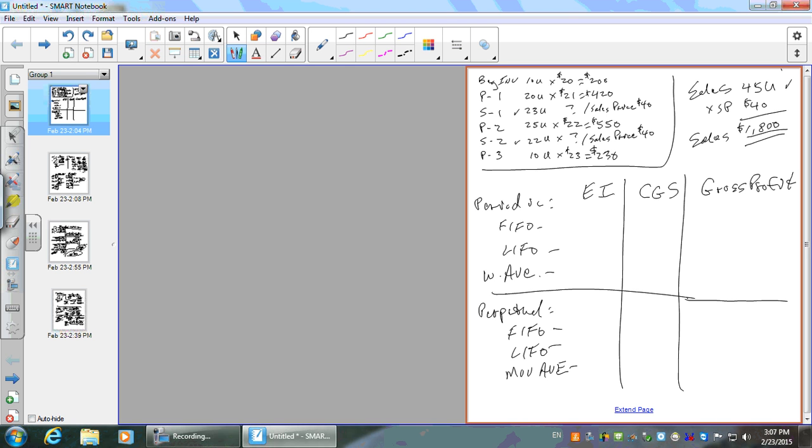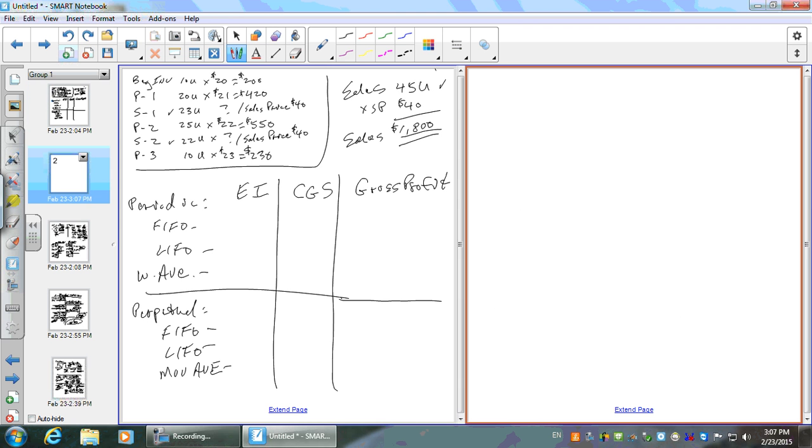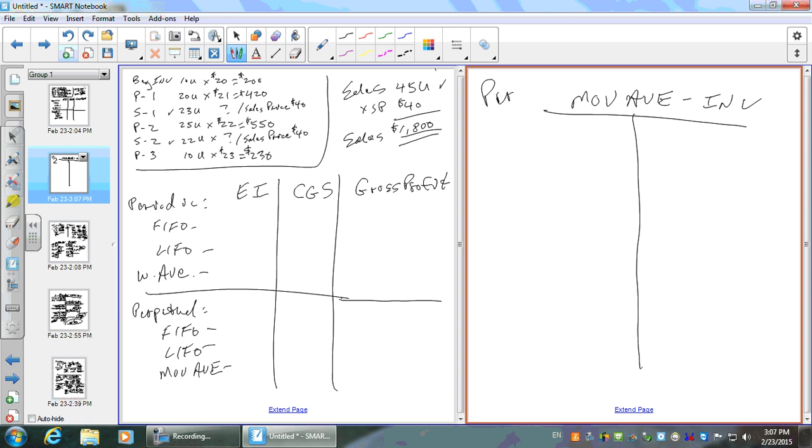There's the original problem if you guys want to look at it that just got here. Okay, so let's add these. Okay, let's do moving average. It's moving because every time you buy something, you have a new average. And this is the perpetual method, right?